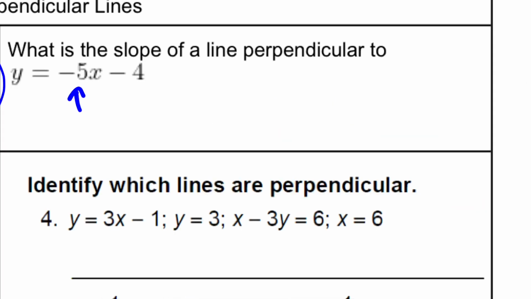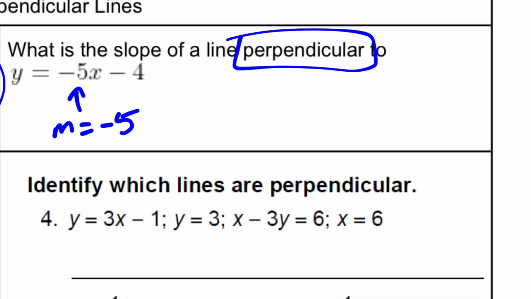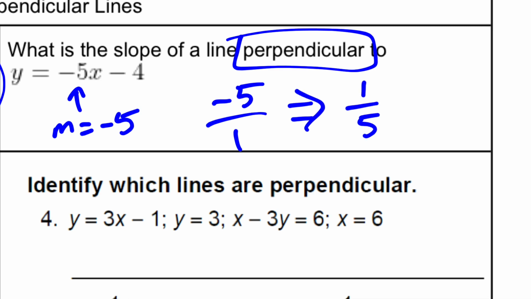For this line, our slope is negative 5. For perpendicular lines, I want to choose the opposite reciprocal. That means I take negative 5 and I flip it and I make it negative. So this becomes positive 1 over 5. You flip the fraction and you take the opposite.